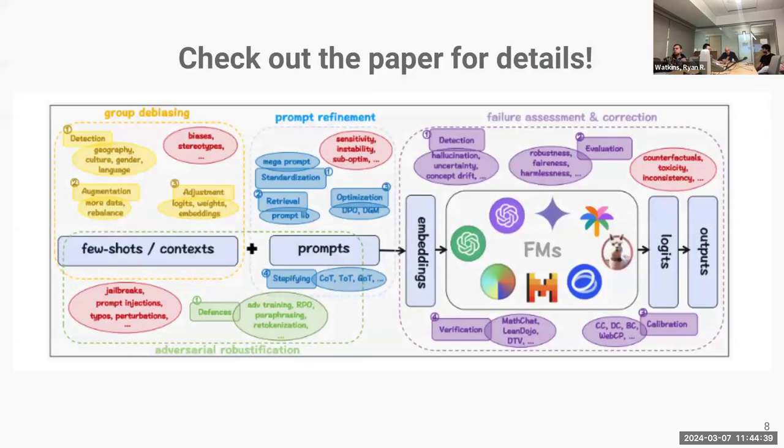This is a figure that they put in the paper. I'm not going to talk through it. It's a lot of details, which I think just goes to show researchers are working on a lot of different methods. And if that's something you might want to work on in the future or look into, I can share these slides. The paper is linked. You can go and read about these different methods, but I'm not going to talk through them. But they do have these four main categories that they lay out: debiasing and prompt refinement, failure assessment, and adversarial robustification, as they talk about it.